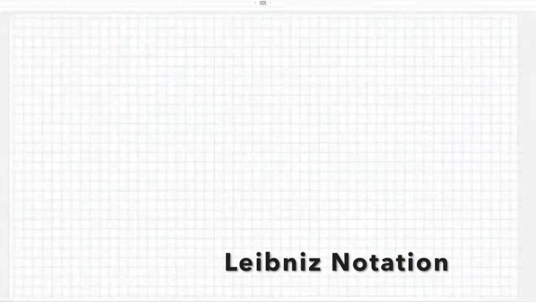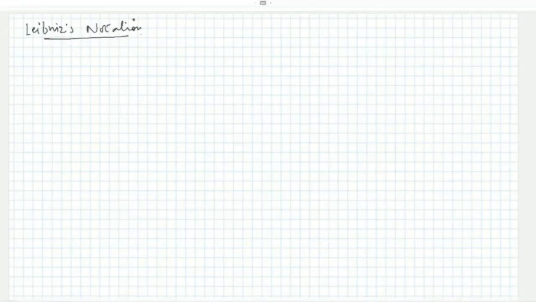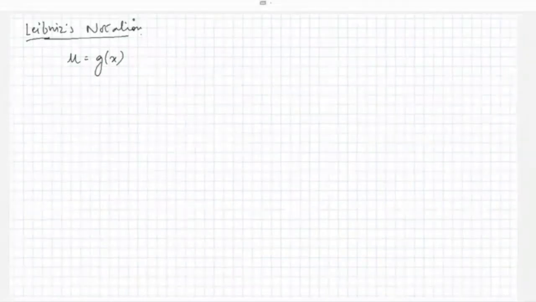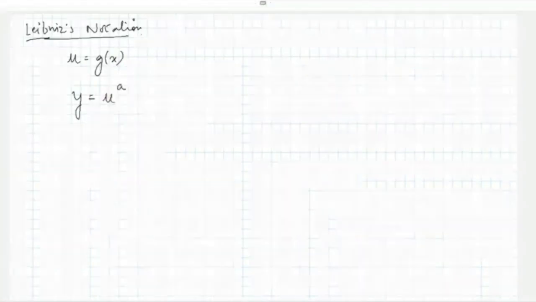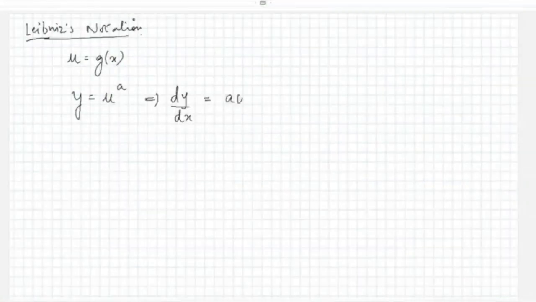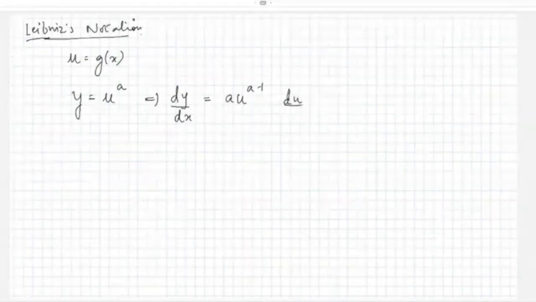Now you can also write this generalized power rule in Leibniz notation. And what is this notation? These are just manipulations of the same thing. This was introduced by Leibniz, and hence the name Leibniz notation. So say you have u is equal to g(x), u is a function of x, then y is equal to u raised to the power a, dy by dx is equal to a into u raised to the power a minus 1 into du by dx.